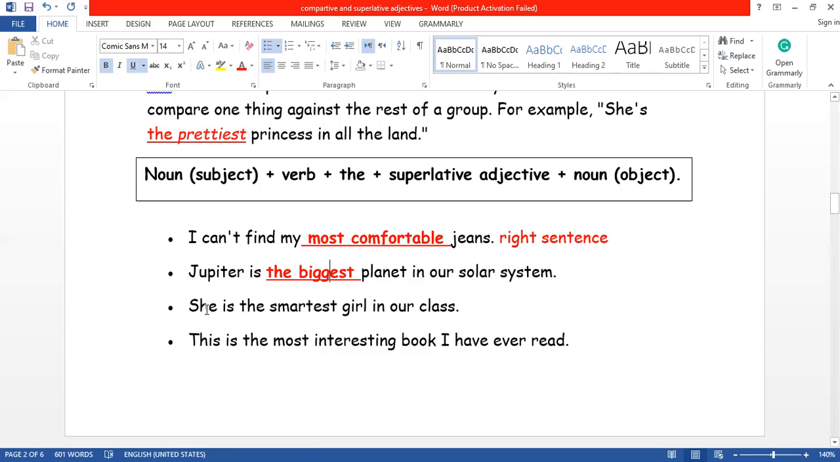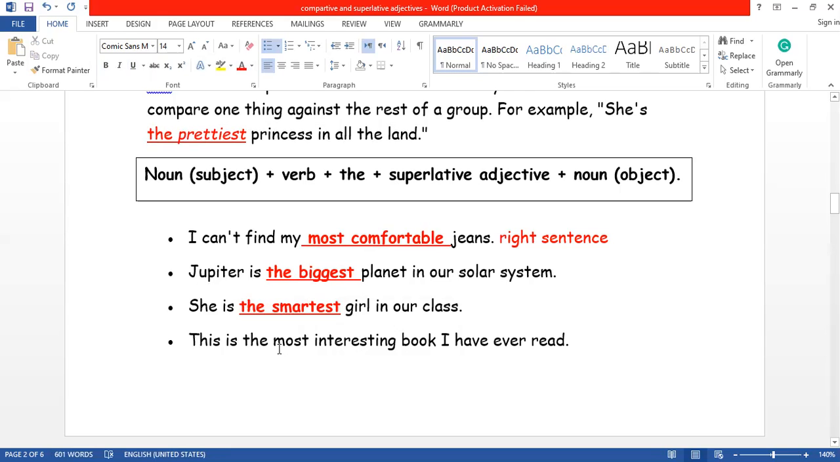Here. She is the smartest girl in our class. The smartest. Focus with me and notice that we add est at the end of the adjective smart. Smart, big, they are one syllable adjectives. Comfortable, it is a three syllable word, okay? Let's go to the next example.